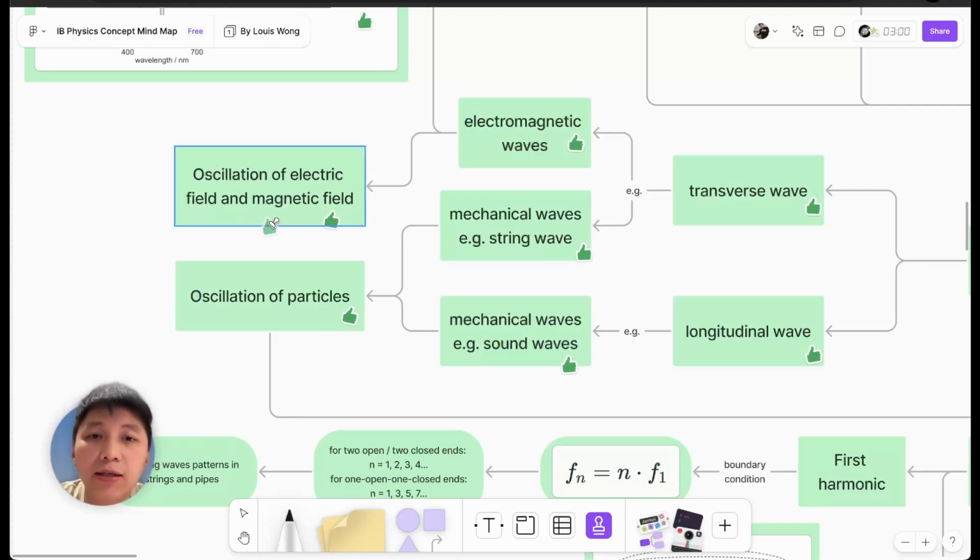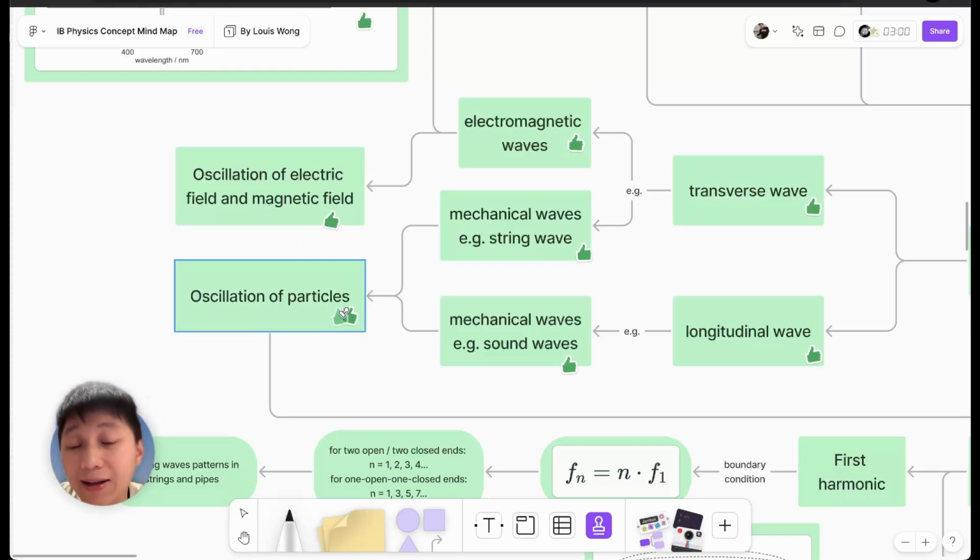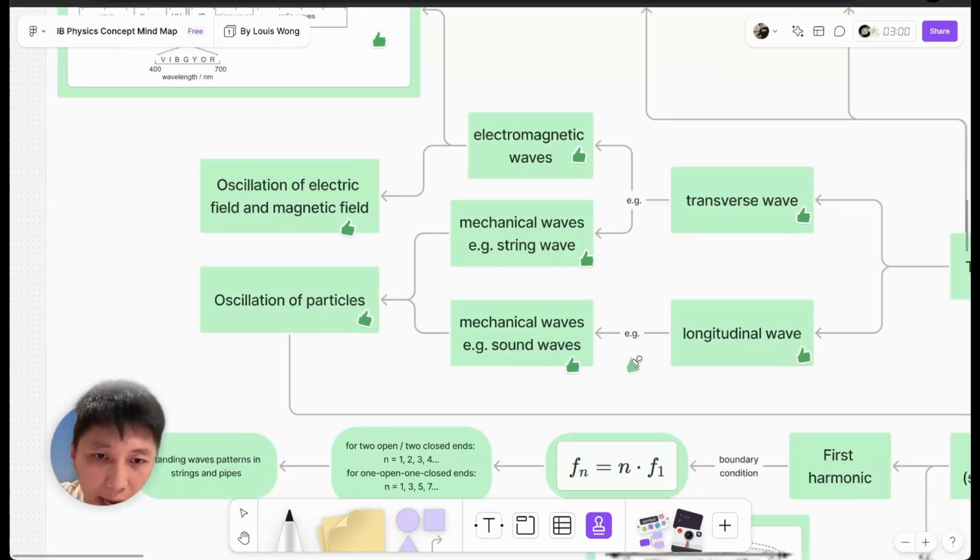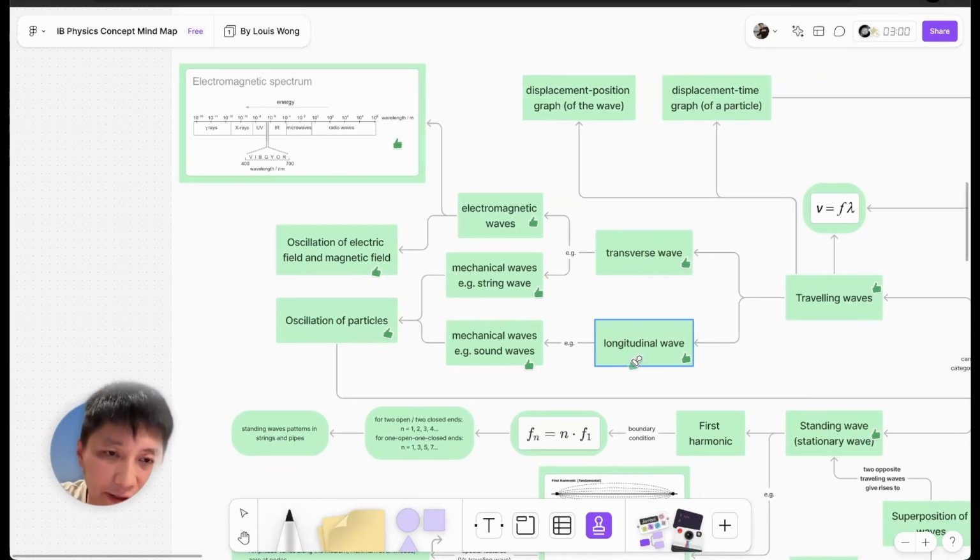And that's why EM wave is so special. Later on when you learn about special relativity and other stuff, light, which is EM wave, is the only thing that can go through vacuum, while other waves really require a certain particle medium. So that makes something very special for EM wave.